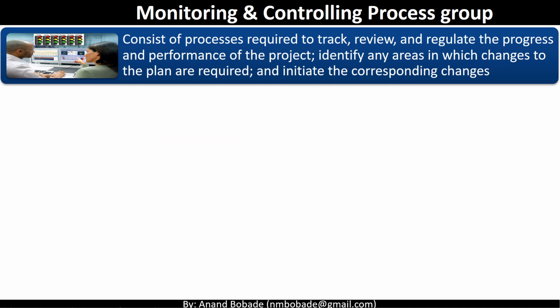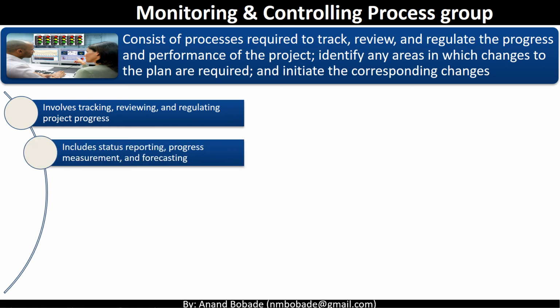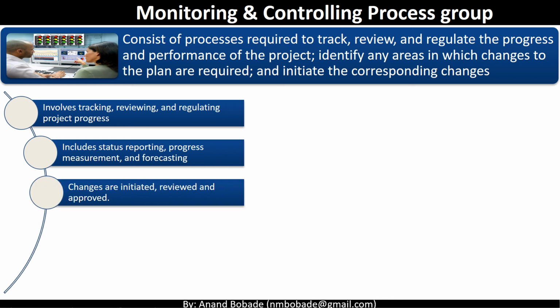Monitoring and controlling process group. It consists of processes required to track, review and regulate processes and performance of the project, identify any new areas in which changes to the plan are required and initiate those corresponding changes. These include status reporting, progress measurement and forecasting. Changes are initiated and reviewed and approved as a part of this process group.